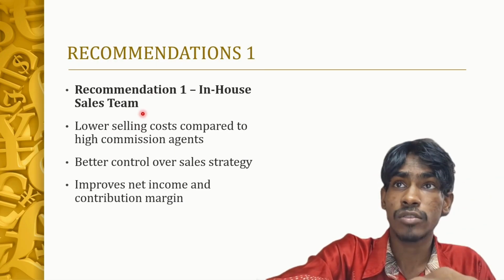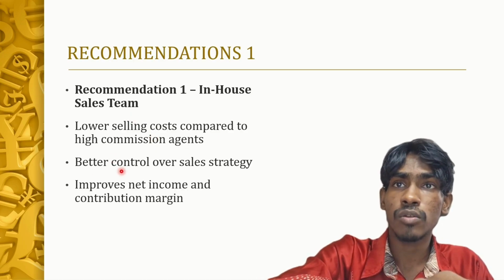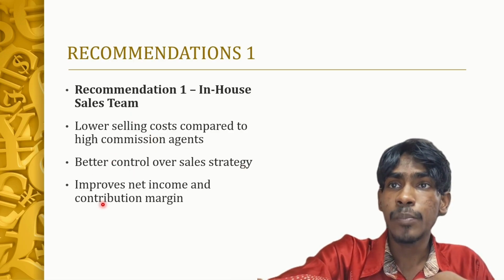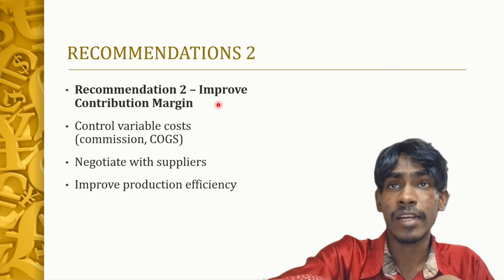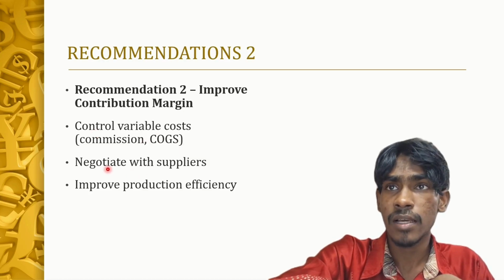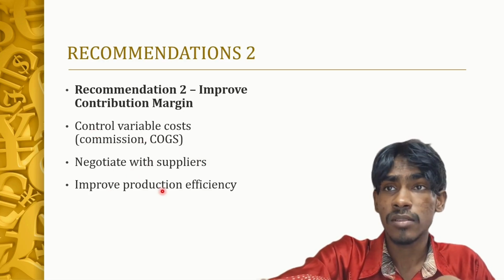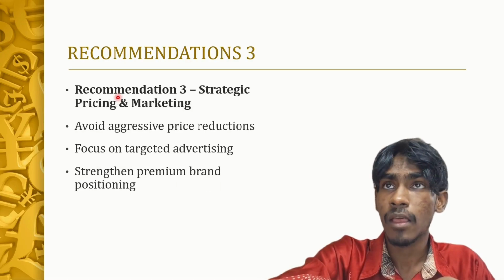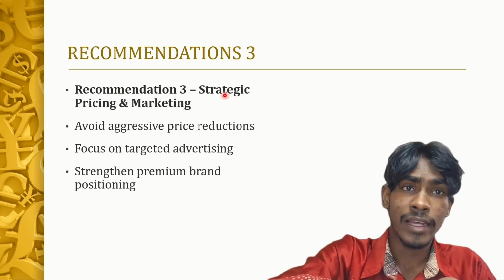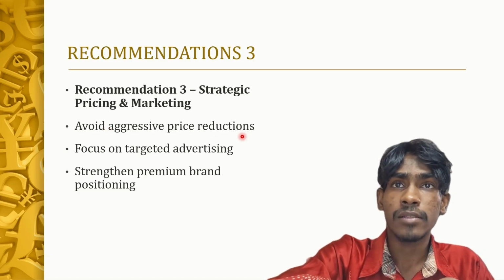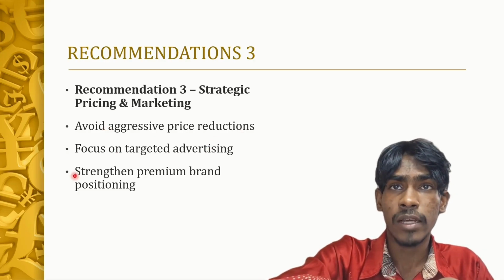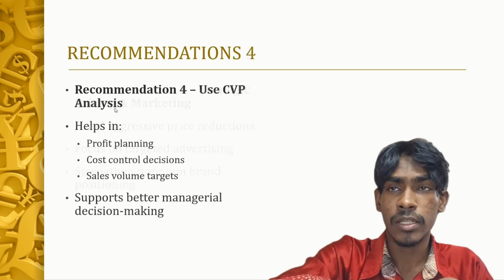First recommendation, in-house sales team: lower selling costs compared to high-commission agents, better control over sales strategy, improve net income and contribution margin. Second recommendation, improve contribution margins: control variable costs, which are commission and COGS, negotiate with suppliers, improve production efficiency. Third recommendation is strategic pricing and marketing. We need to avoid aggressive price reductions, focus on targeted advertising, and strengthen the premium brand positioning.